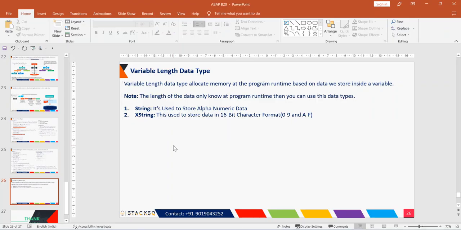In the next class we'll jump back to the data dictionary chapter. To the second chapter we'll go. Okay, any doubts till now? Are we clear?